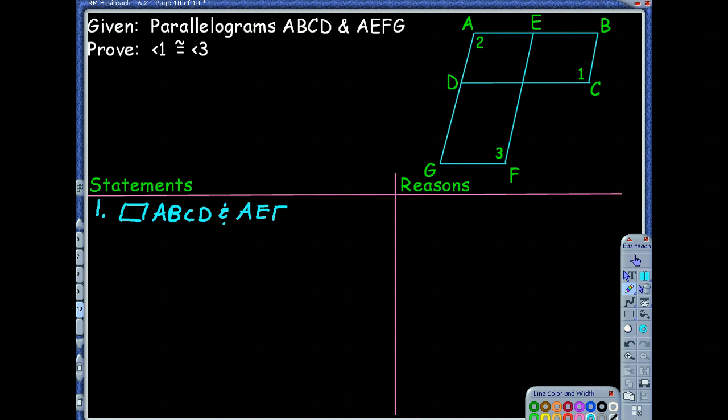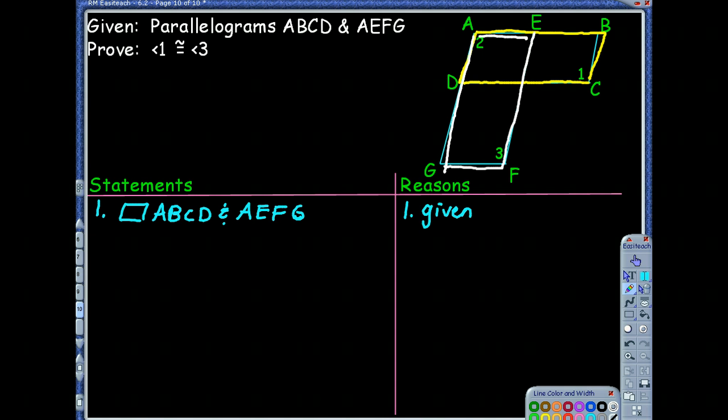Okay, so ABCD, as you're looking at that, notice it has a 1 and a 2 marked for its angles. That means I'm probably going to be using those. And parallelogram AEFG has angles 2 and 3 marked, so I'm guessing that we're going to be dealing with some opposite angles on that one too. They're kind of giving you little hints. They are really guiding us on this one.